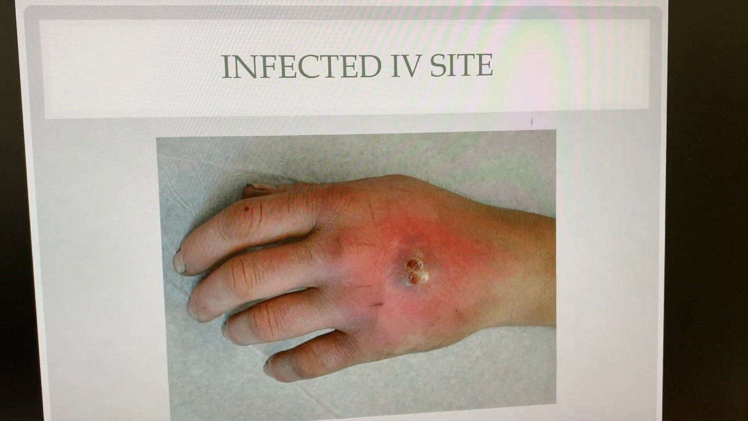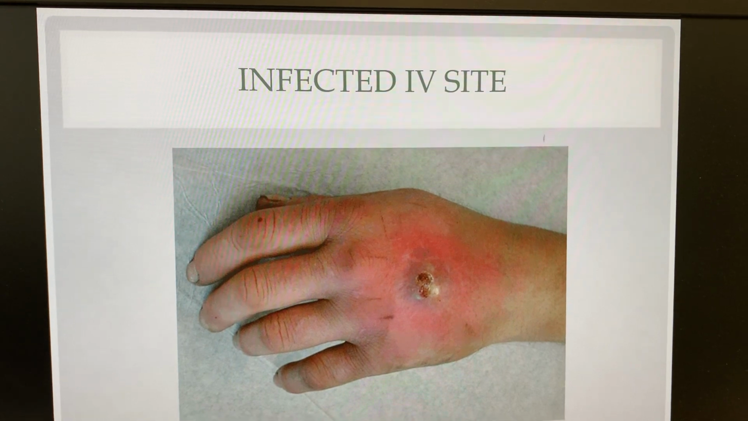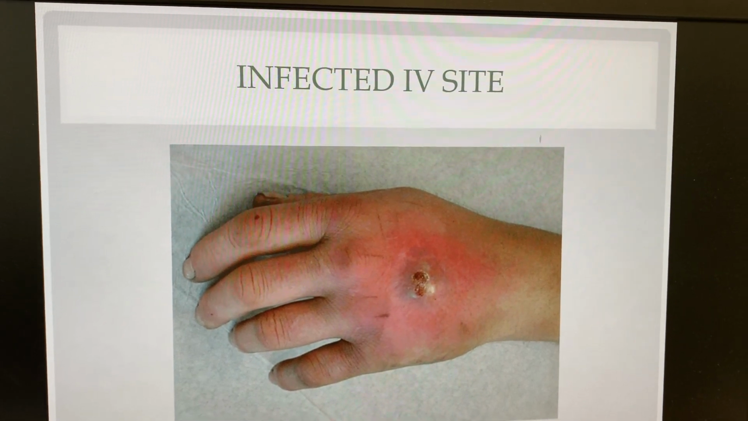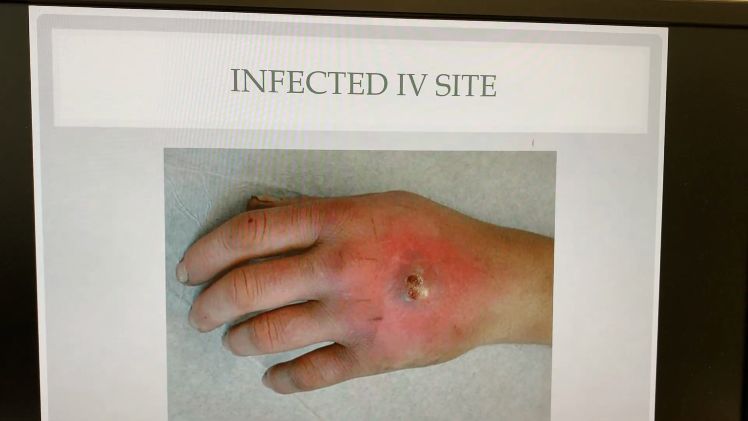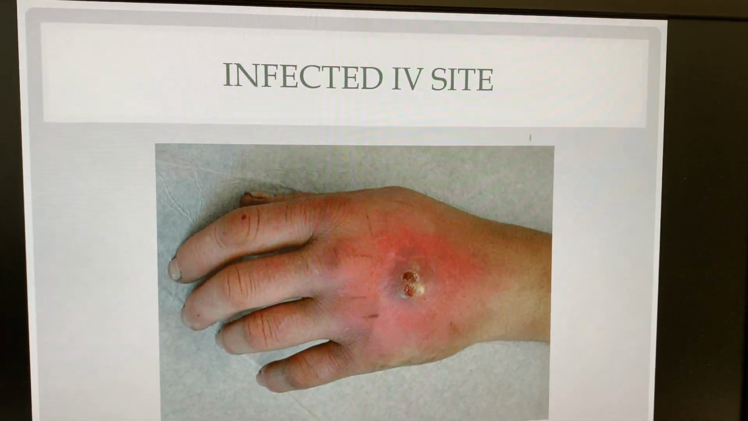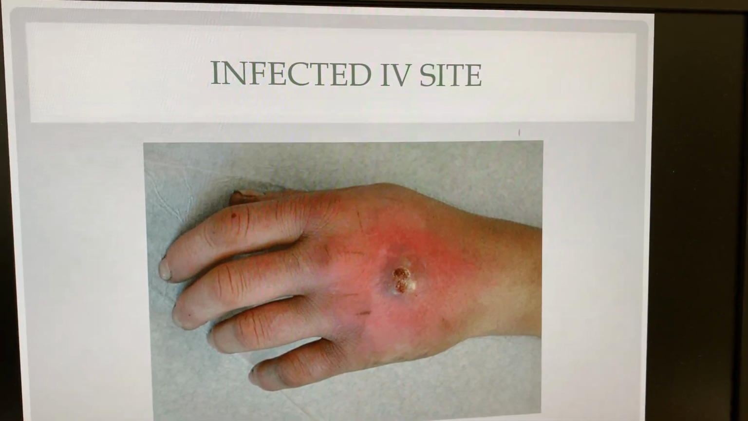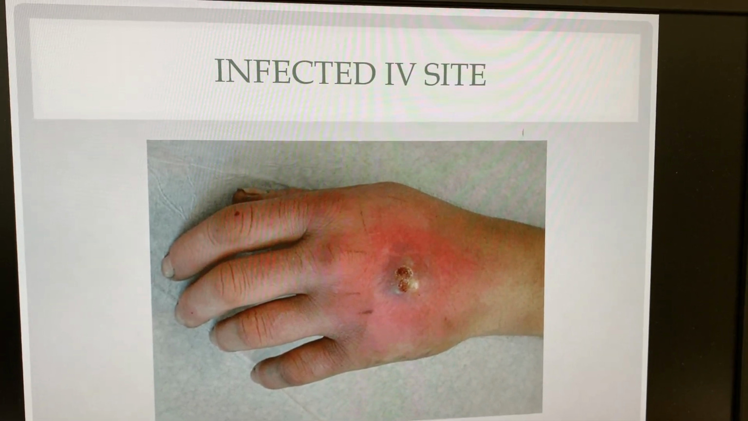Often you're still going to do the same protocol: inspect the site, stop the infusion, call the healthcare provider, and in this case the person might need antibiotics, so you would leave that up to the healthcare provider. You can still do the warm compress if it would make the person feel better.